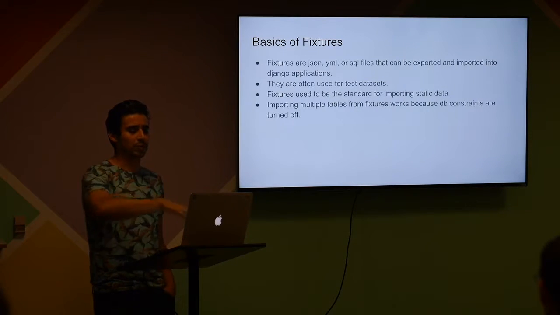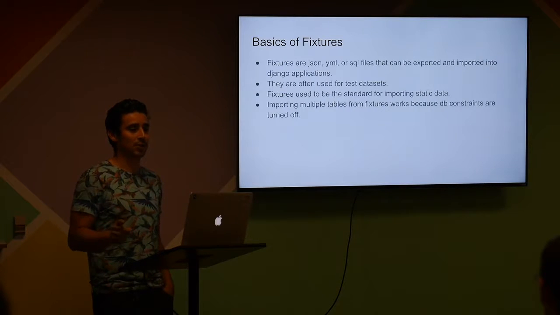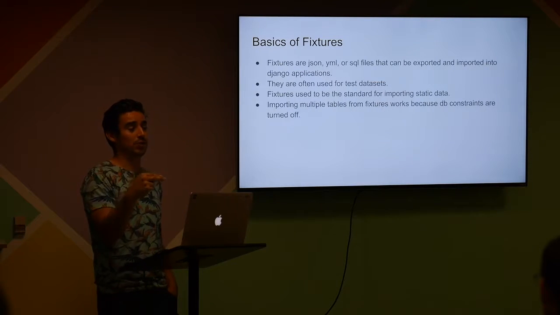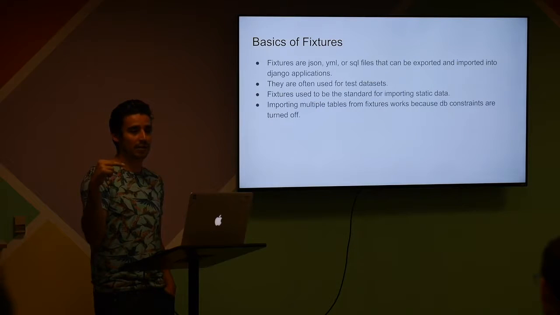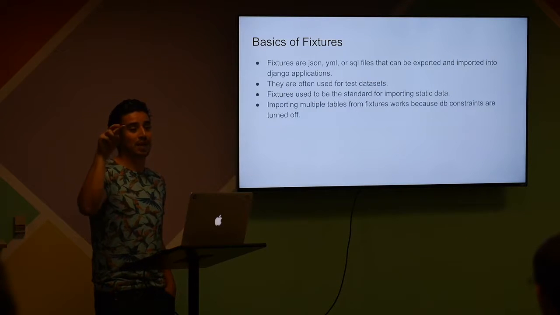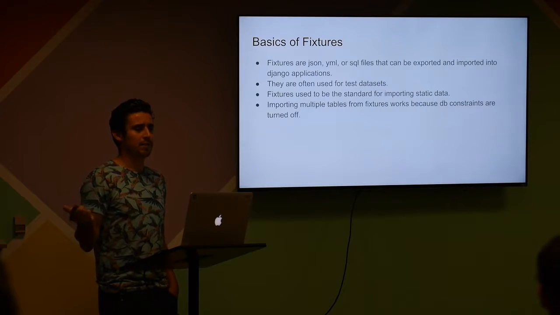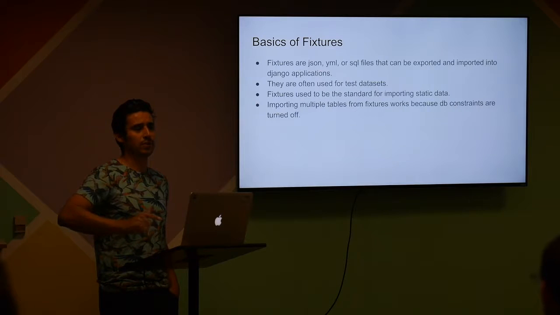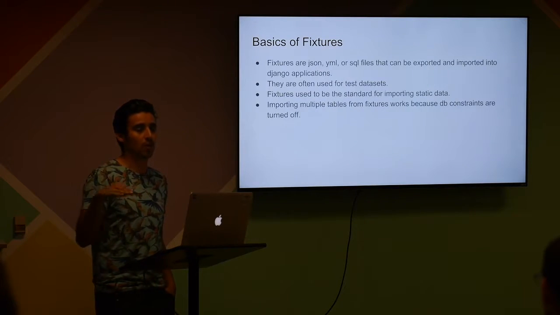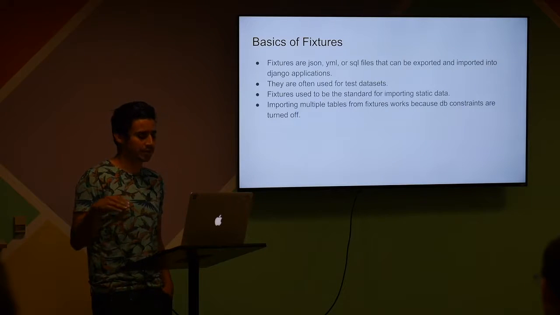And importing tables from multiple fixtures worked because DB constraints were turned off. So if you actually go into the source code of Django and you look at the import command, you'll see that it turns off the database constraints before going forward. And that actually has some pretty far-reaching implications, because in data migrations you're not going to have that same behavior. The constraints are turned on while you're importing data with data migrations.